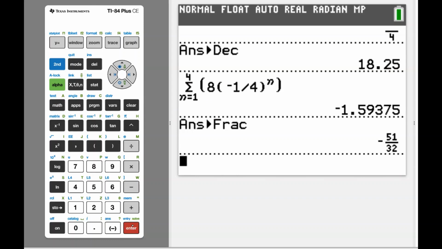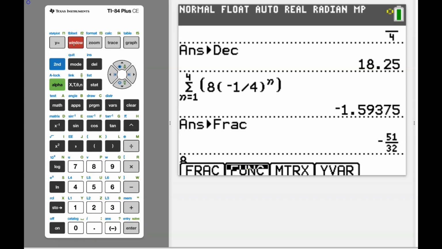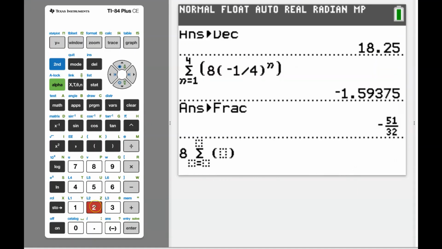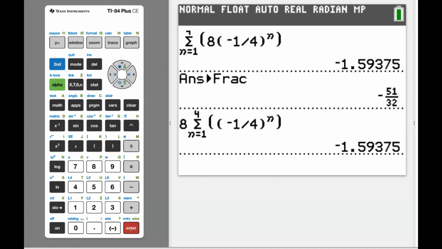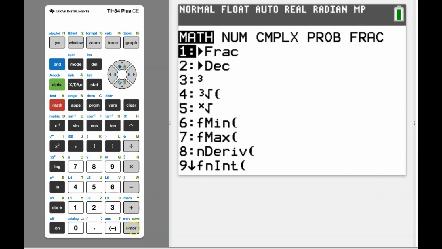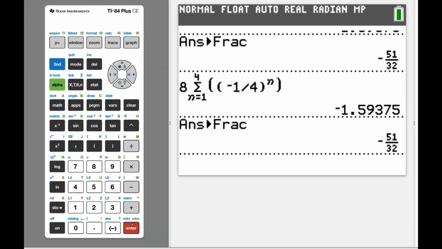Now let's see what we get if we factor the 8 off, because I just want to show you that we'll get the same thing. We're going to start with 8, and then do our summation part. So n, we're going to start at 1 and go to 4. This time be mindful, don't put the 8 in because we already factored it off. So we're going to have negative 1/4 quantity to the n power, and voila, same thing.